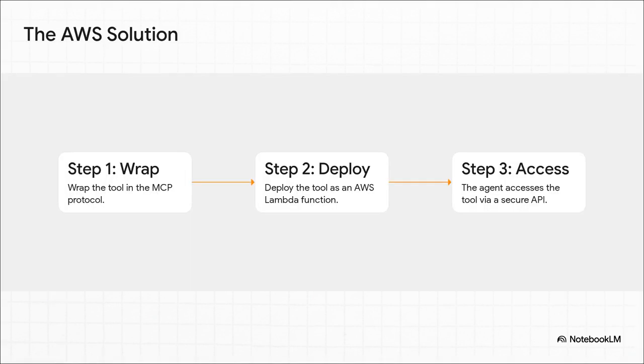Well, the AWS solution here is just so smart. You take your tool and you wrap it in MCP, the Model Tool Communication Protocol. Think of it like a universal adapter for agents and tools. Then you just deploy that tool as a serverless Lambda function. And just like that, your little local script is now a secure, scalable service in the cloud that any agent can call.